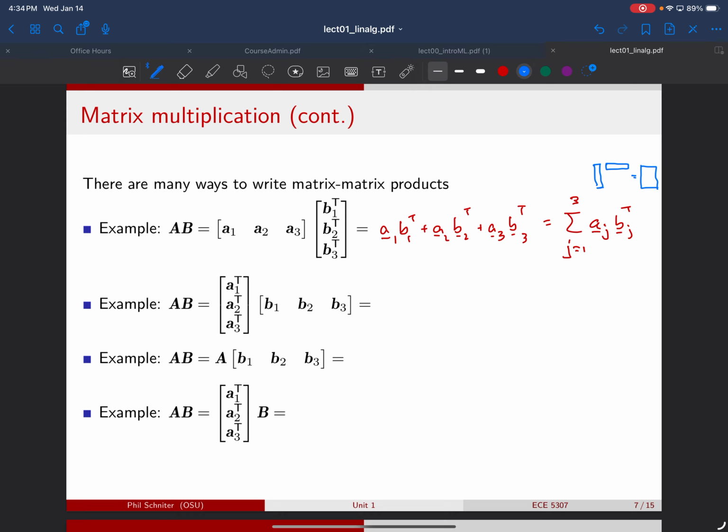And so when we do this, we're going to get a matrix where the top left entry is A1 transpose B1. And then moving right, we have A1 transpose B2, A1 transpose B3. Moving to the next row, A2 transpose B1, A2 transpose B2, A2 transpose B3, and then finally A3 transpose B1, A3 transpose B2, A3 transpose B3.